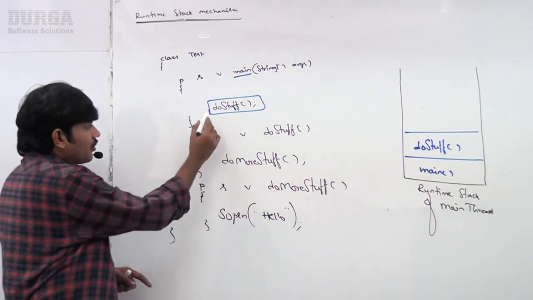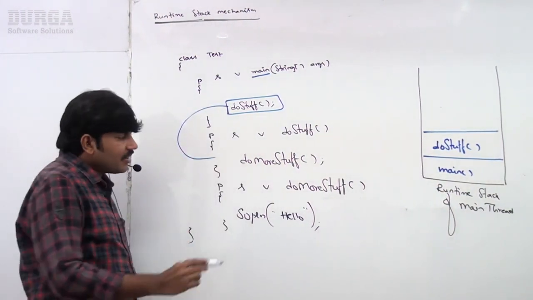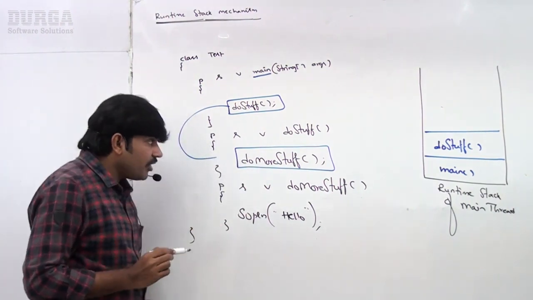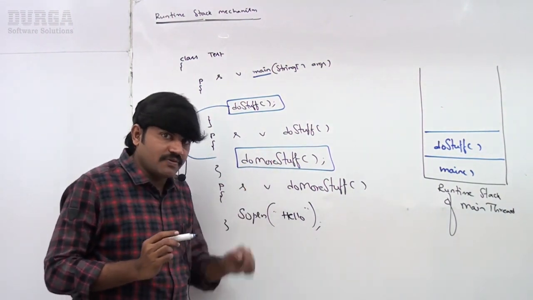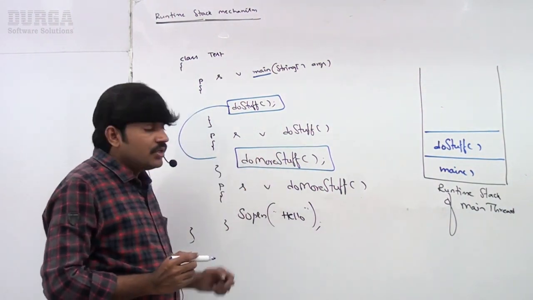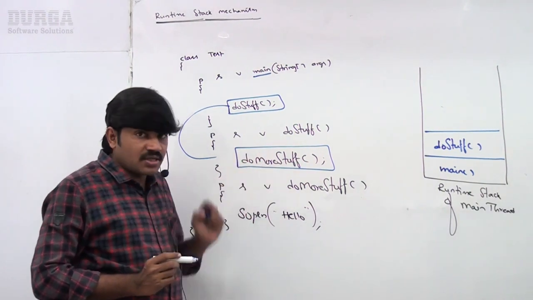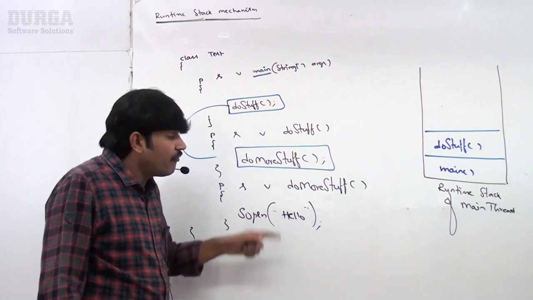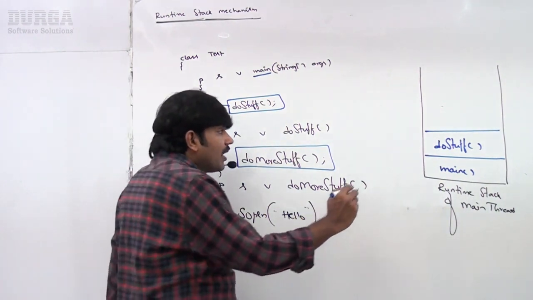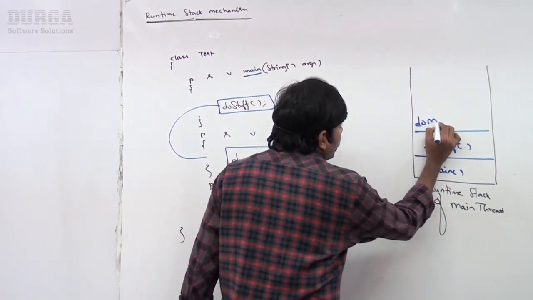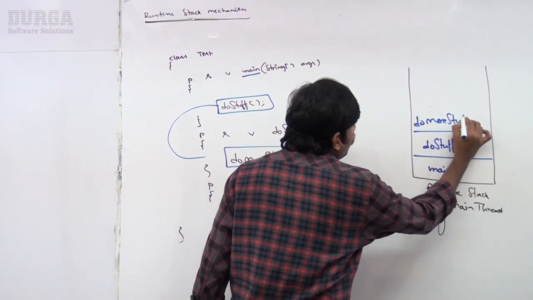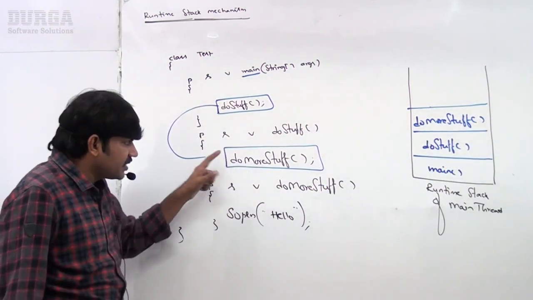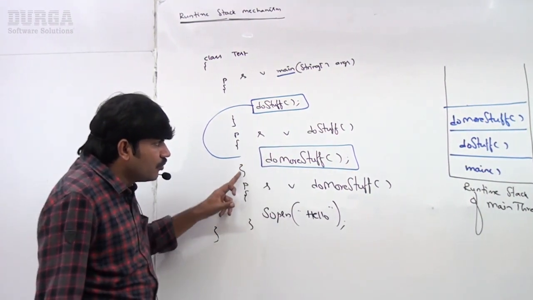Now the control came to doStuff. But as part of doStuff, it is now calling doMoreStuff. Remember, this is also a method call. For this method call also, one entry will be stored inside the stack. Are you getting it? This entry is called doMoreStuff.